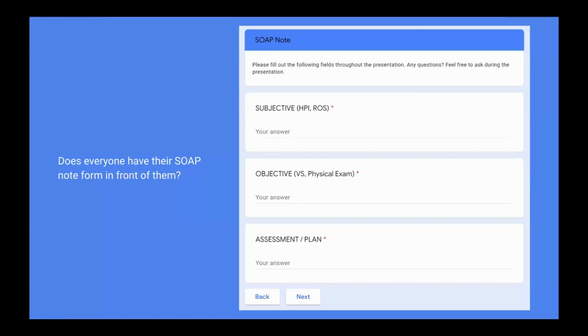Feel free to type it in the chat. I know it seems like a silly question, but you will be writing SOAP notes every day of your work if you go into medicine. So this is definitely pertinent information. I'm not trying to insult you by going through it.